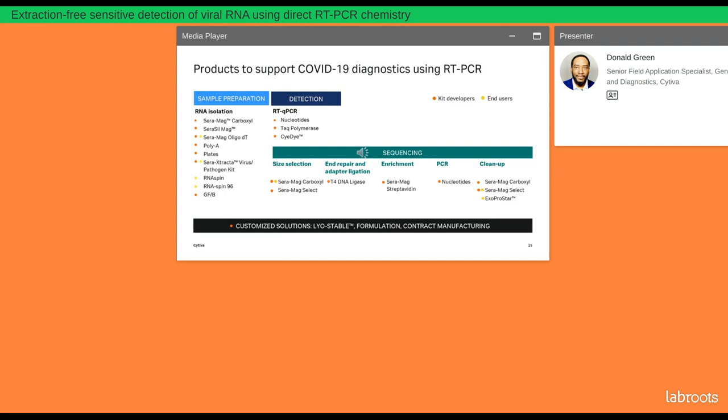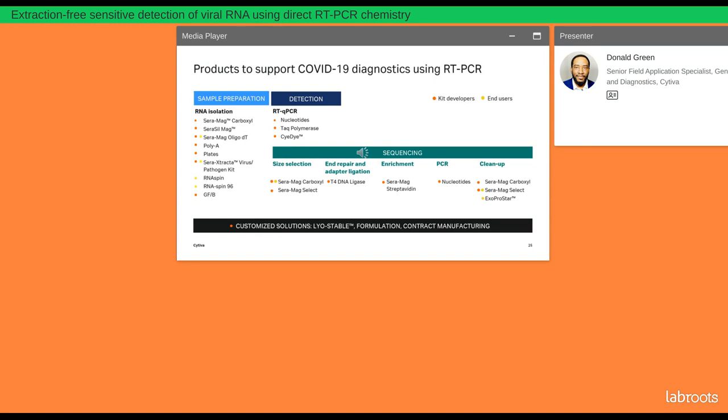We do offer detection consumables as well. So if you wanted some nucleotides, you need to detect polymerase or SIDI. And then back into sequencing, we have different things that you can use if you wanted to test out for size selection or cleanup. We have our SARMAG Select. We do have T4 DNA ligase if you're really developing in-pair and adapter ligation steps, or if you're wanting to do some type of enrichment, we have SARMAG streptavidin beads, and then PCR again, nucleotides. We work with kit developers, we work with end users, we work with a wide range of people.